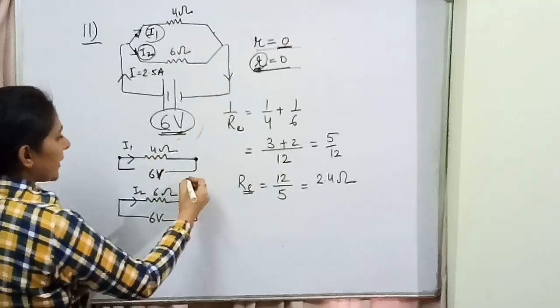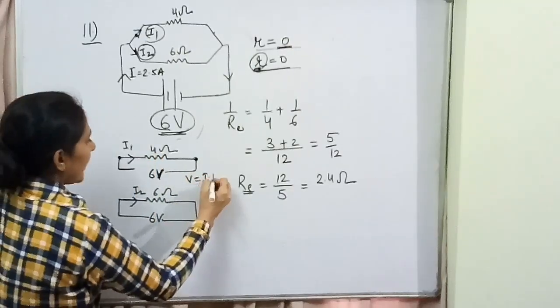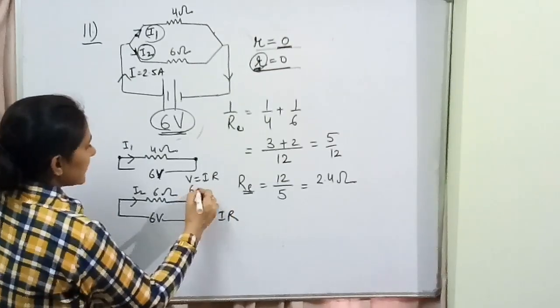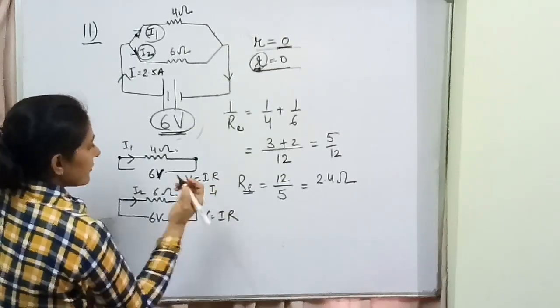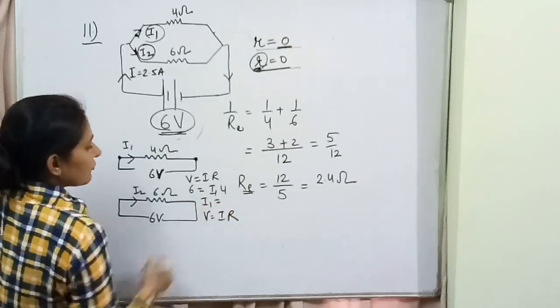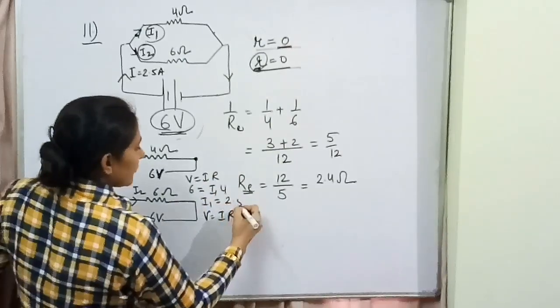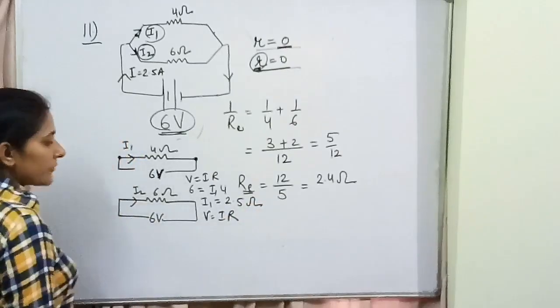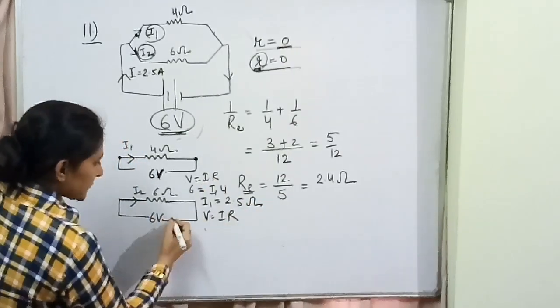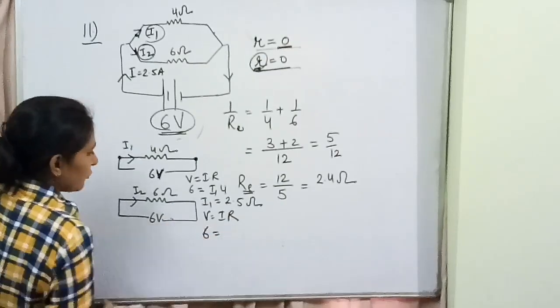So what can you do? You can find it by applying Ohm's law. V is equal to IR, and here also V is equal to IR. Here V is 6. The value of I, that is I1, is unknown to us. R value is 4. So from here you can find the value of I1, that is 2.5 ohm. Fine. In the same way you can apply V is equal to IR for this particular setup. 6 is the value of V.